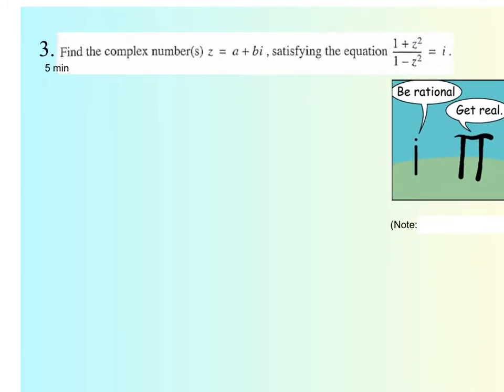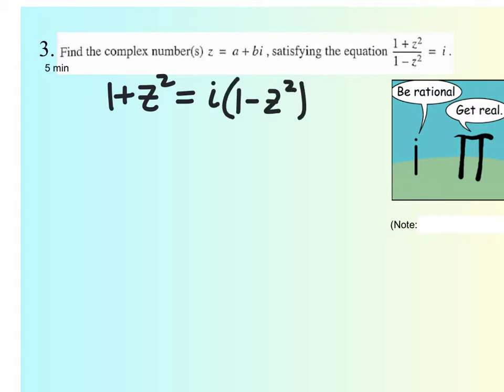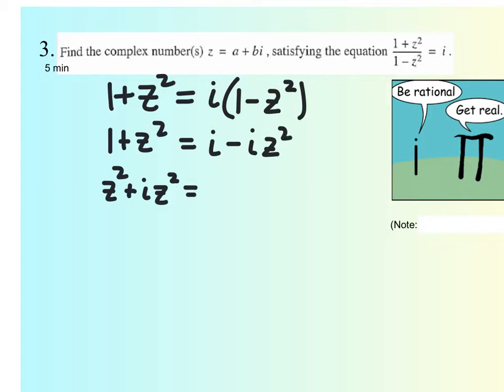Okay, on this problem, what I would do, you could multiply by the conjugate of the denominator immediately. That's going to cause actually a lot more work. What I would do is multiply both sides by the denominator on the left, giving me i times 1 minus z squared over here, which would be 1 plus z squared is equal to i minus iz squared. Okay, I'm going to bring the z squared on the right over to the left. So I would get the following. I'll bring the 1 over to the right.